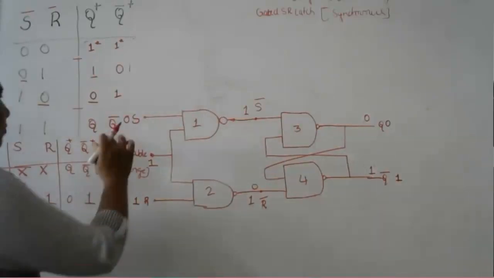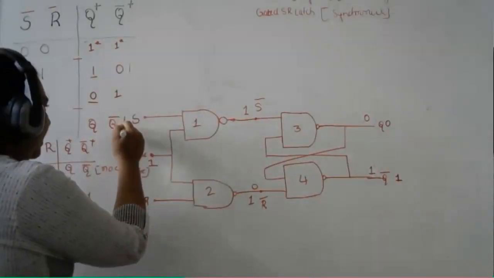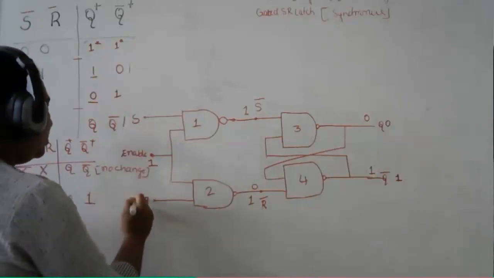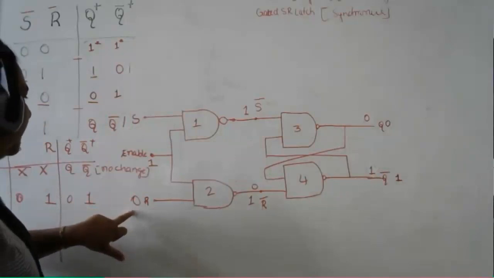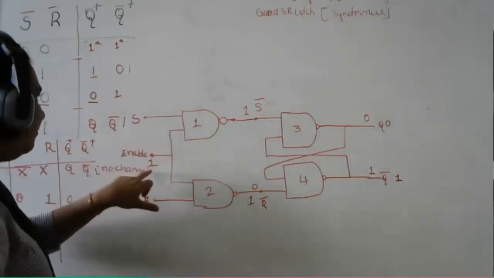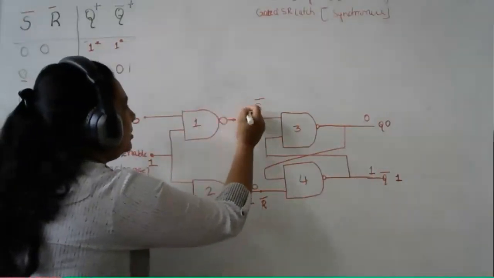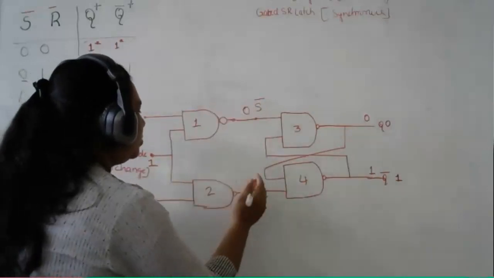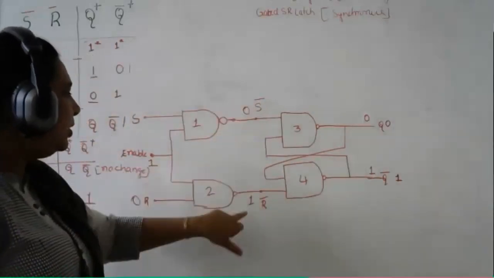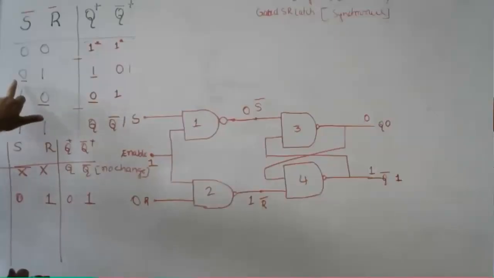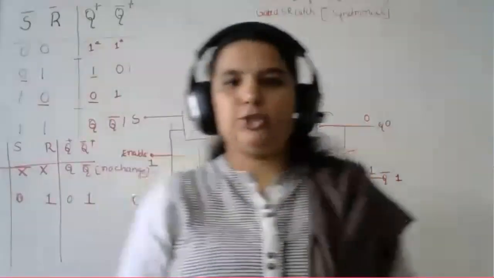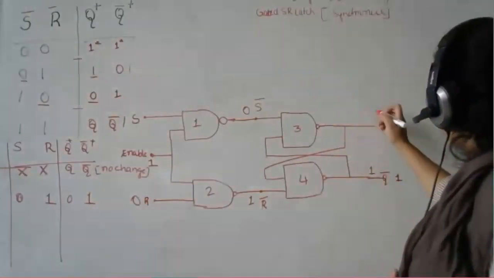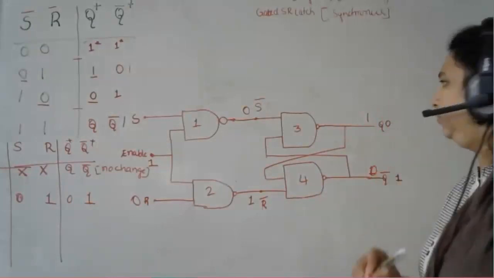Now let us see what happens if I make my set equal to 1 and reset equal to 0. If set bit is 1, reset bit is 0, then what happens? My enable is 1, so both of them are 1. So this goes to 0 stage and this comes to 1. So this 0, 1, what happens? When my S bar is 0 and R bar is 1, then I will be in a set state. So what happens to my output? My output will be 1 and 0.